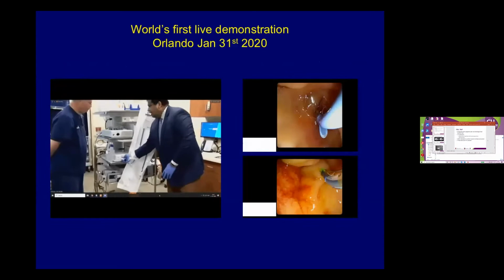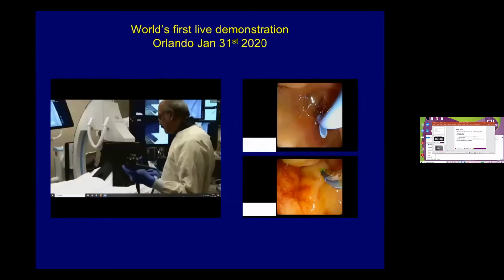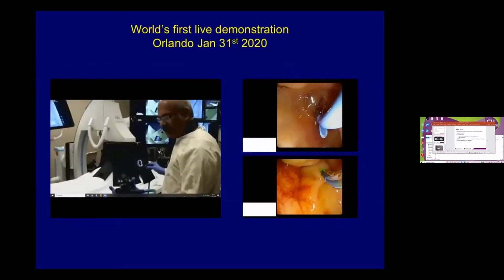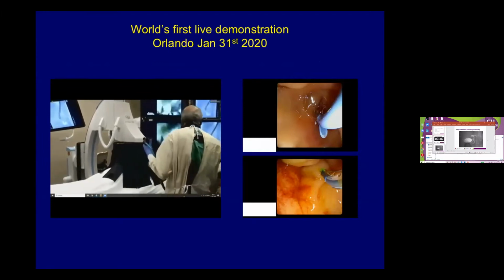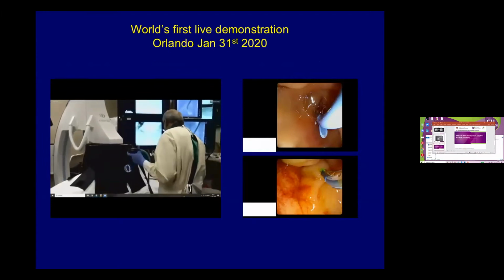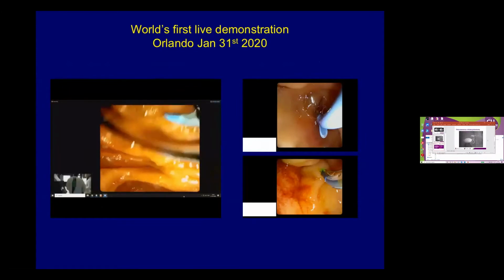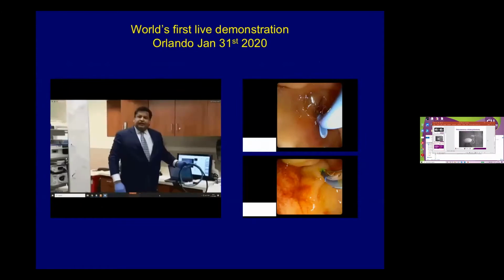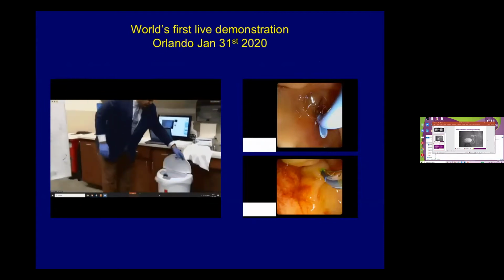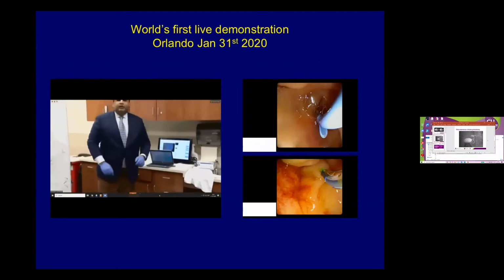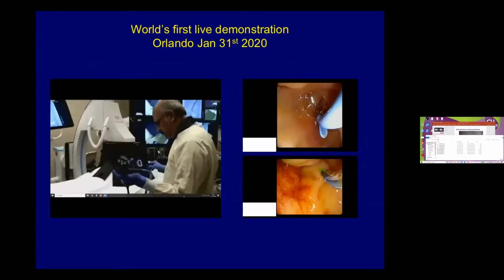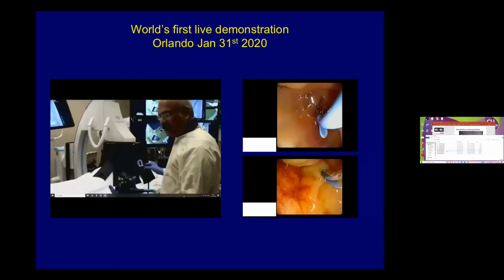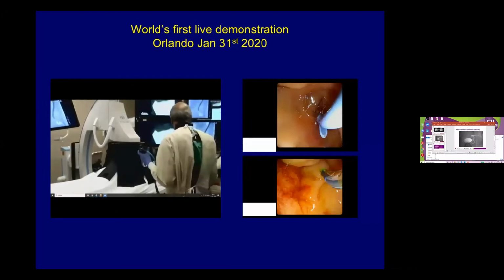This was the first world live demonstration organized by Shyam in Orlando, and I was lucky to be a part of it. This is probably the first live demonstration of a disposable scope. The reason I'm showing you this is you can see how easy it is to use the scope. This was a complicated case with infiltration. We did a stenting, and you see what the scope is. Dr. Muthuswamy here is just throwing away the scope. We pick up the scope from there, and once you use it, the optics are good. You can do complex procedures.